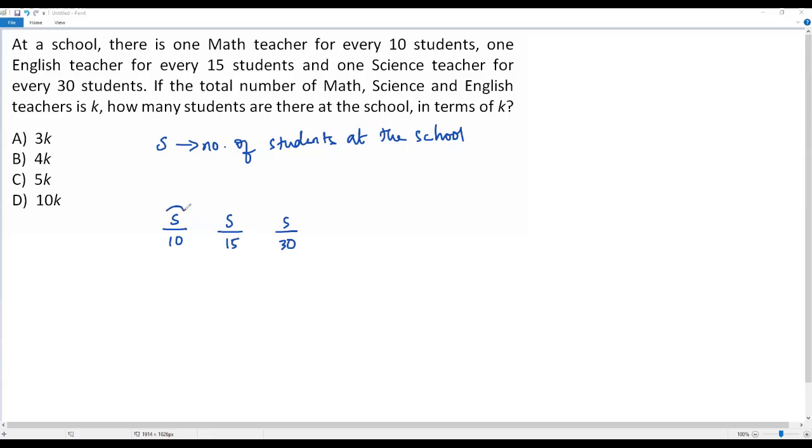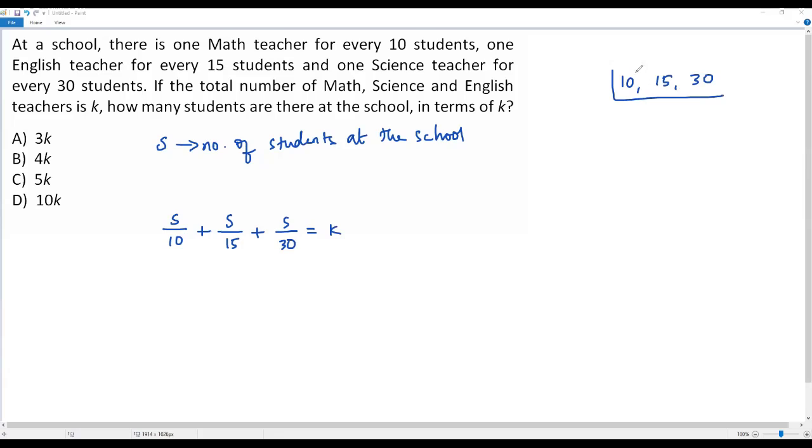Okay, now we have the number of math teachers, English teachers, and science teachers for this S number of students. When I add them all, I am getting the total number of teachers at the school. According to the information, the total number of teachers at the school is K, so it has to be equal to K. Now we have to solve for S in this equation in terms of K. For that, we have to add the three fractions on the left side. So we have to get the least common multiple of these three numbers, 10, 15, and 30. Let me do it over here: 10, 15, 30.